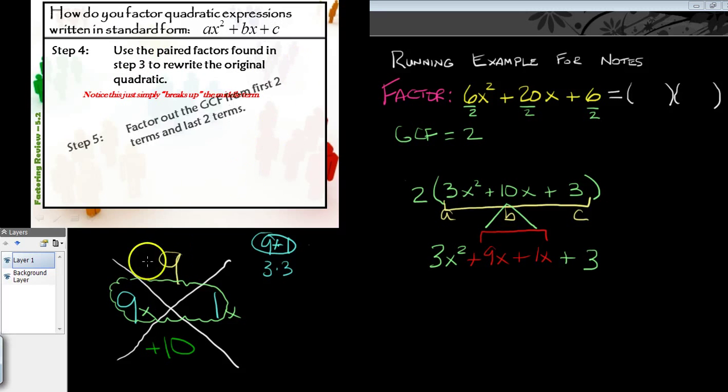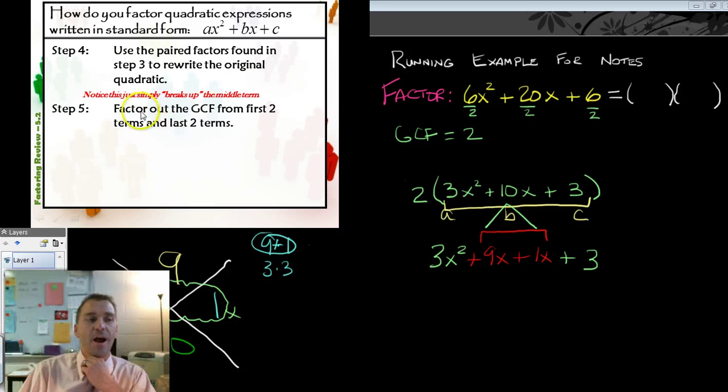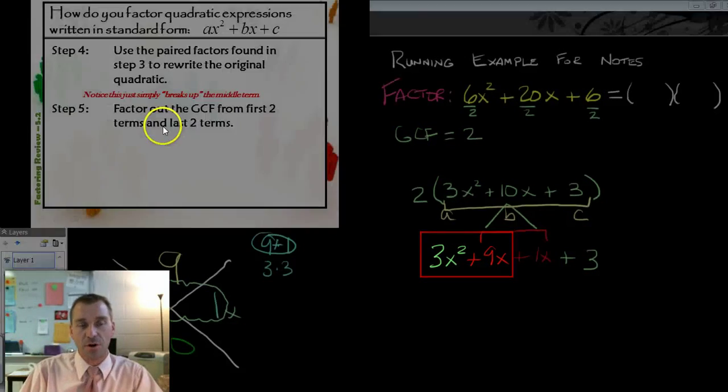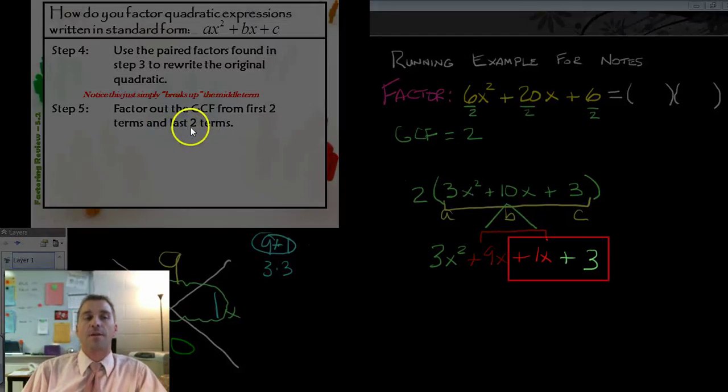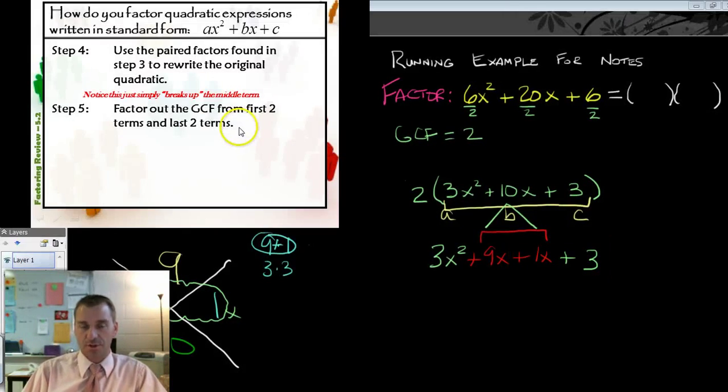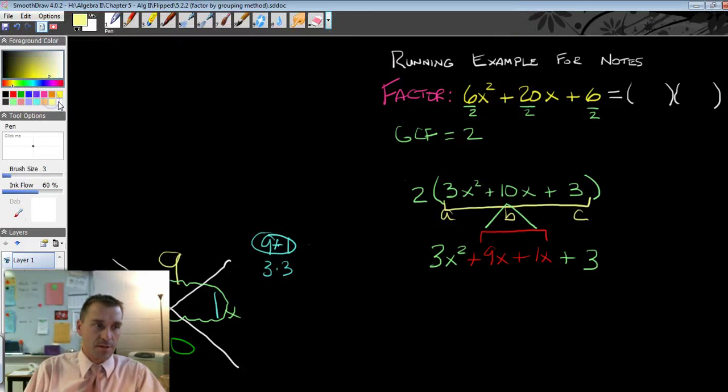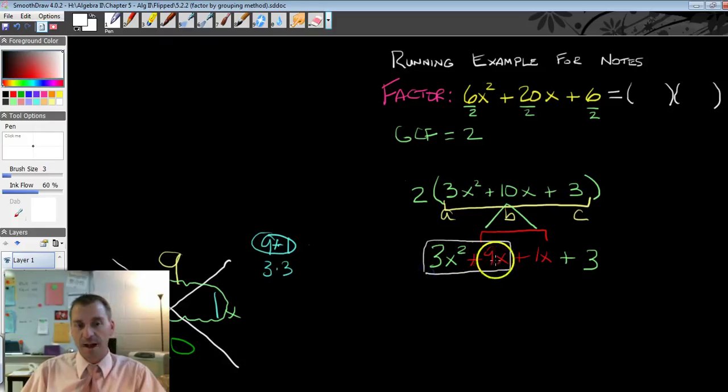Here's step number 5. I now factor out the GCF from the first 2 terms and then the last 2 terms. As you just saw the red boxes fly up there, the first 2 terms are 3x squared and 9x. So I'm going to focus just on those. Let me use white. I'm going to factor out the GCF of just those 2 terms.